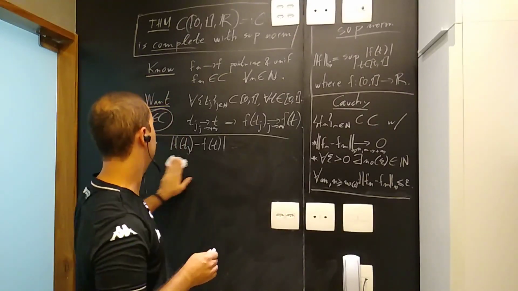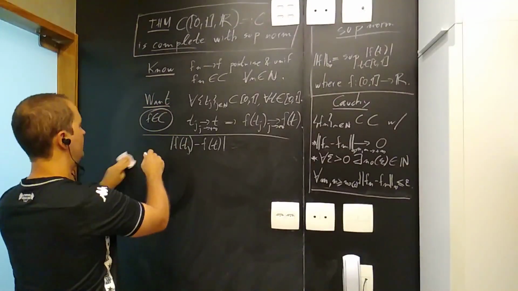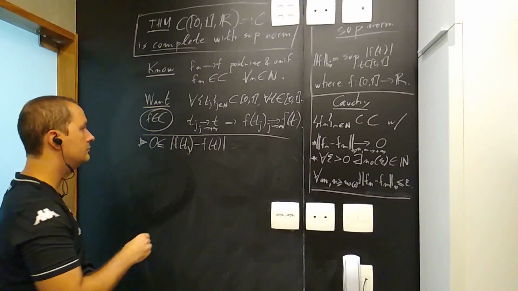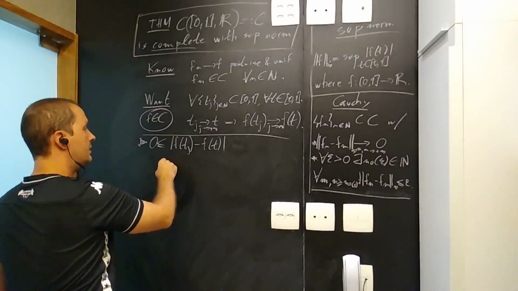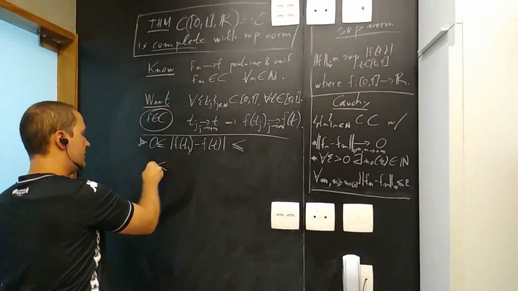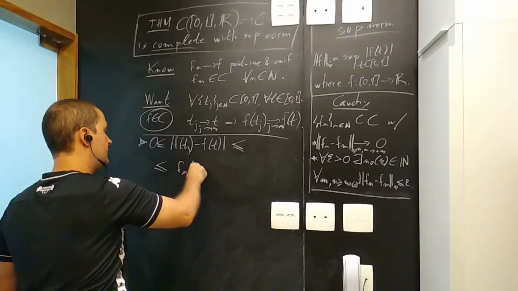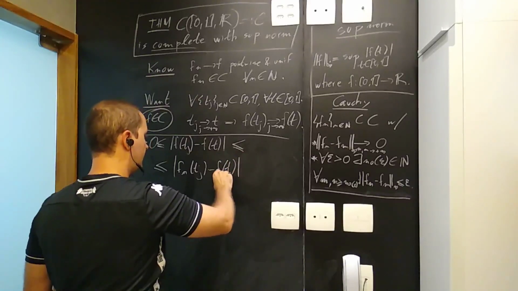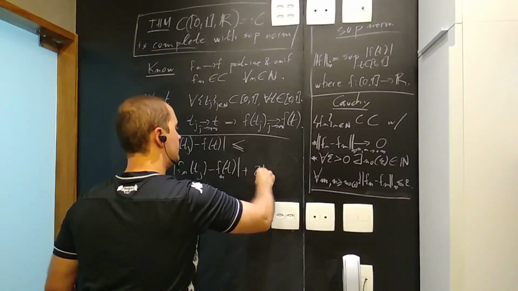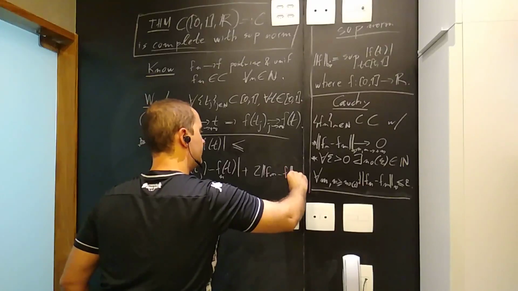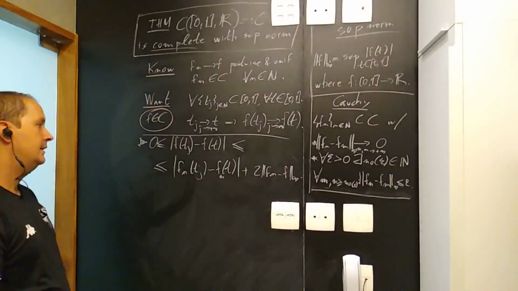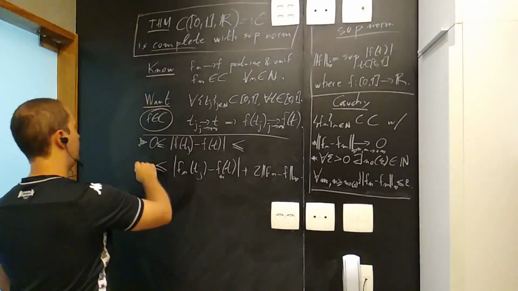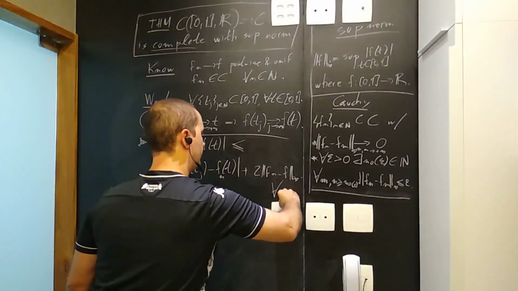So here's what we have shown. And let me put this over here, and let me say that this is less than f sub n of t_j minus f of t_j, plus f sub n of t, plus 2 times the norm of f sub n minus f. And this is valid for all n. And this is very important.